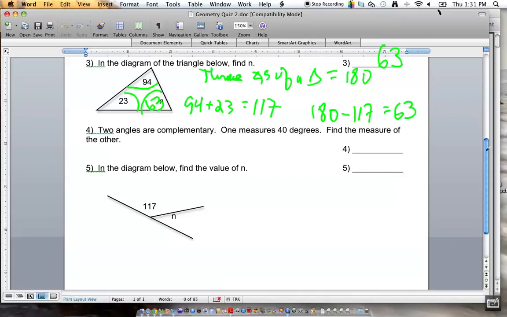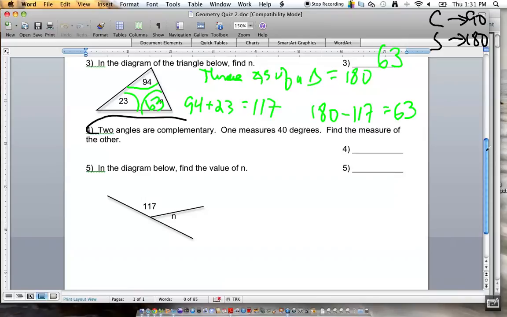Ready? Complementary comes before supplementary. Agree? C comes before S in the alphabet, right? What does C stand for? Complementary. What does S stand for? And then just like C comes before S, 90 comes before 180. So complementary means adds up to 90. Supplementary means adds up to 180.